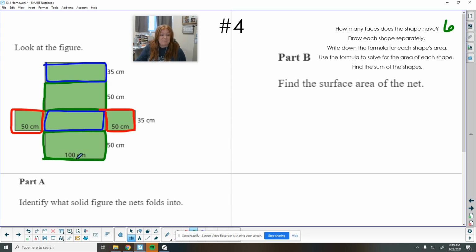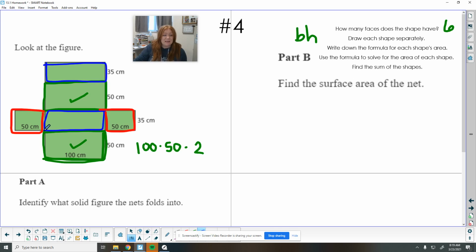Let's start with our base here, which is 100 by 50. And since these are all rectangles, they'll all use base times height. So this is 100 by 50, so we need to do 100 times 50. And I can just say I need to do that 2 times. Once I have 100 times 50, times it by 2 will give you your top and your bottom. Okay, so let's go on to our next one here.